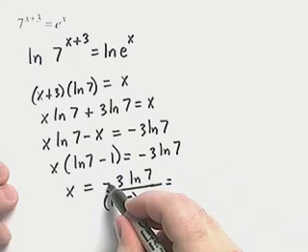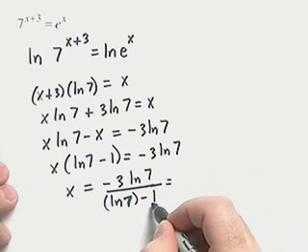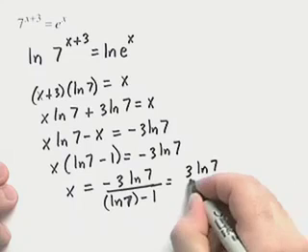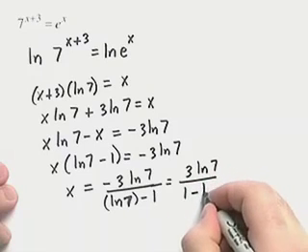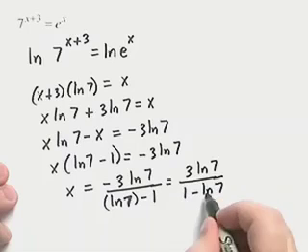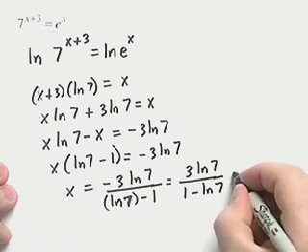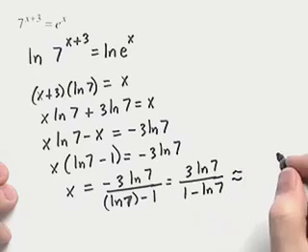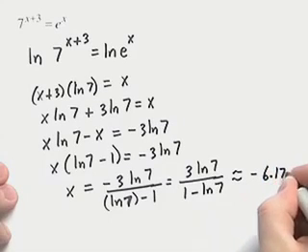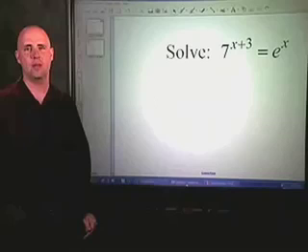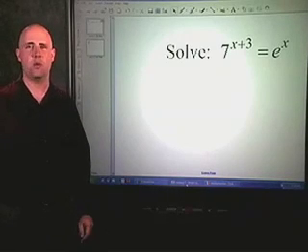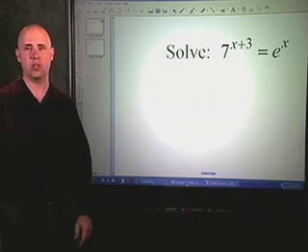Since we have a negative up here in the numerator, we could actually distribute that into the denominator and rewrite this as 3 natural log of 7 over 1 minus the natural log of 7. That also helps keep it clear that the 1 is not part of the natural log. If we do put this in our calculator, we'll get that the solution is roughly negative 6.172. Now that we've solved this exponential equation algebraically, let's move to our Smartboard interactive whiteboard and solve it using a graphing utility.